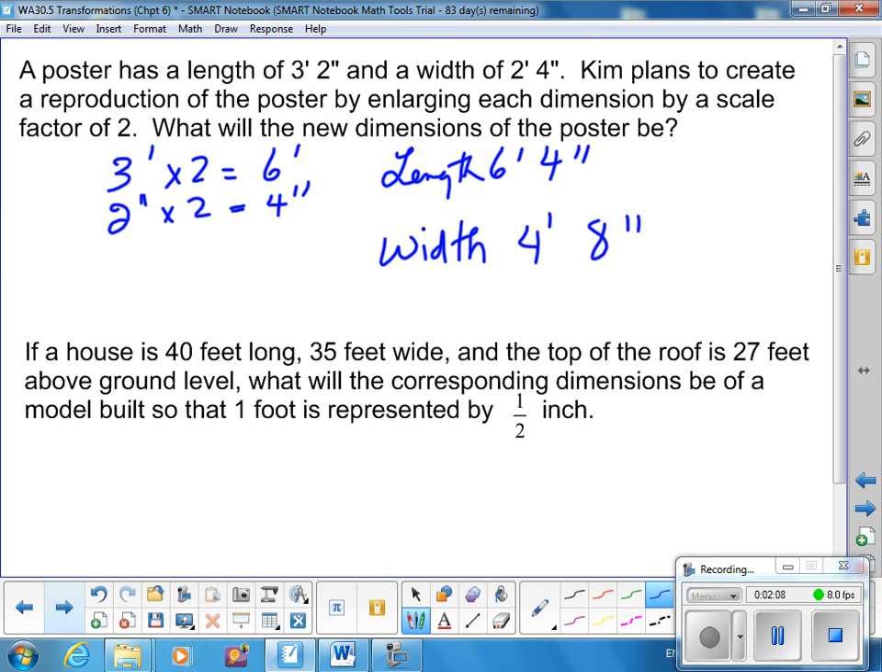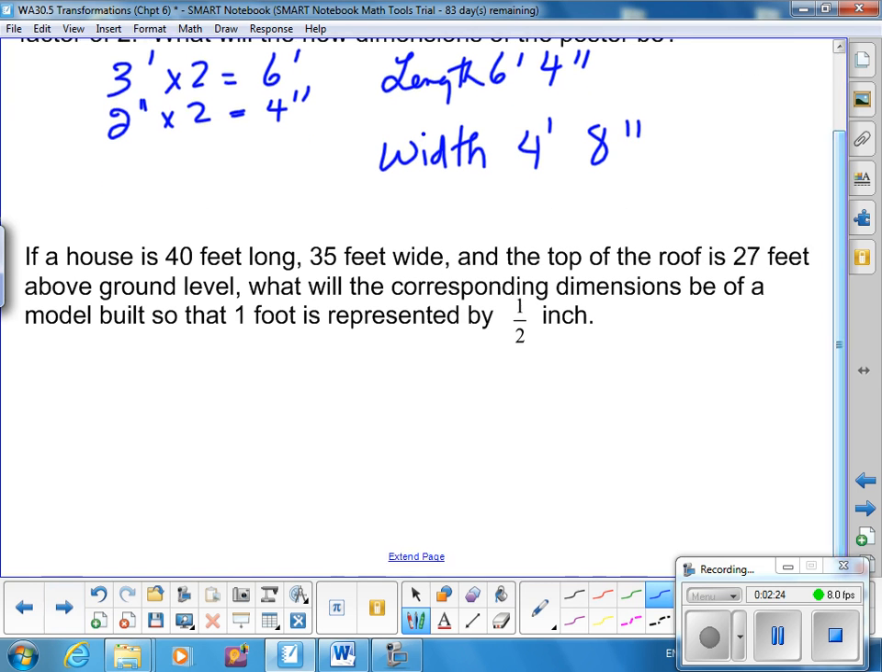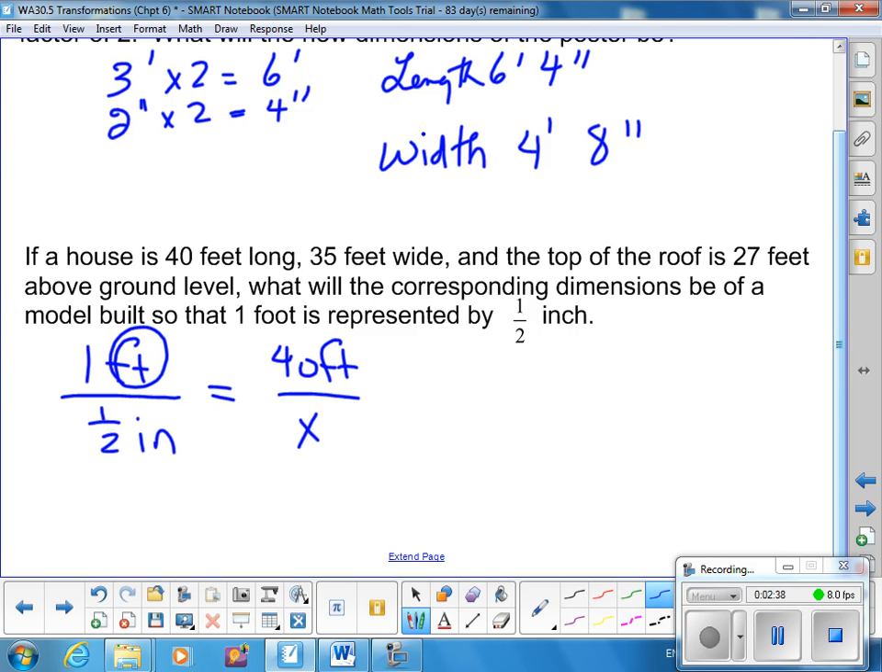If a house is 40 feet long, 35 feet wide, and the top of the roof is 27 feet above the ground, what will be the corresponding dimensions if you build a model where 1 foot represents half an inch? So our scale is 1 foot to half an inch. So then we have feet here, so we must put the feet on the top. And we cross multiply to find out what our new dimensions are. So 1/2 times 40 is 20 inches equals x.